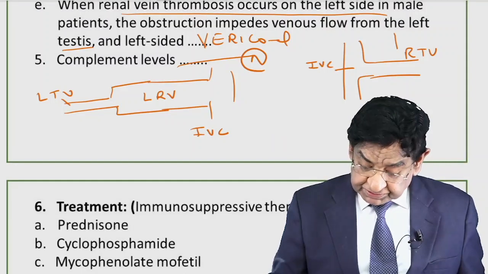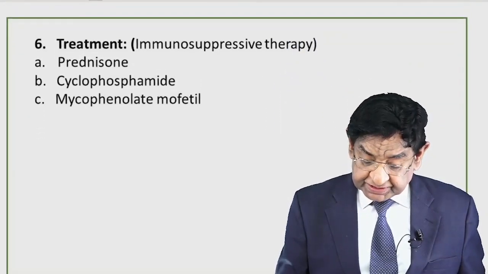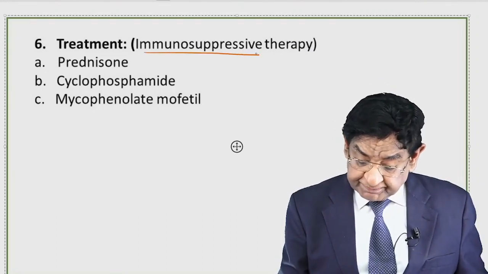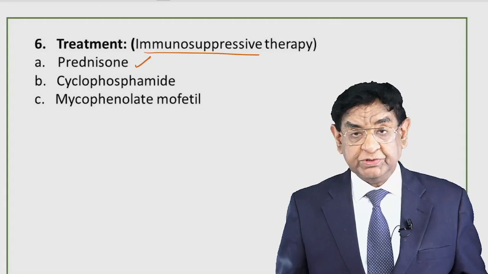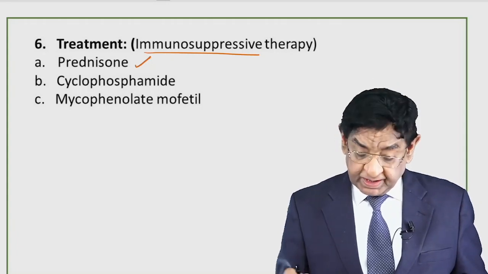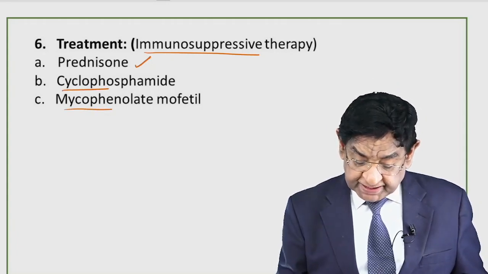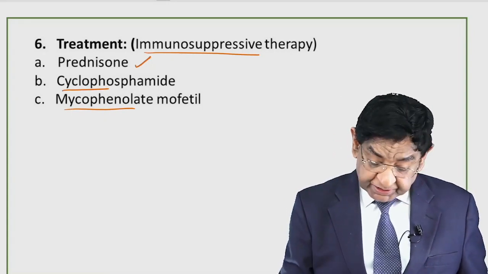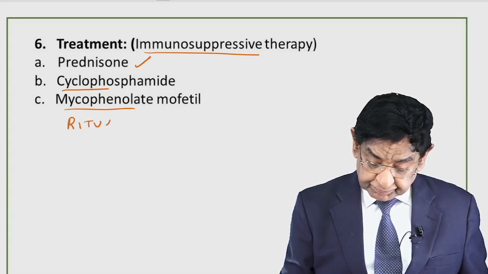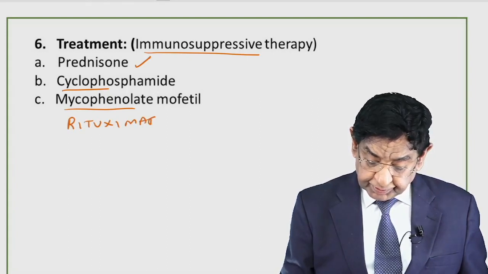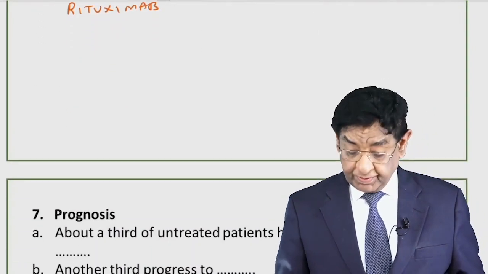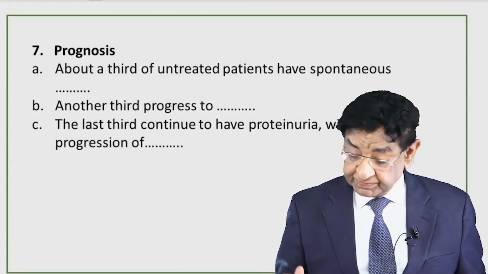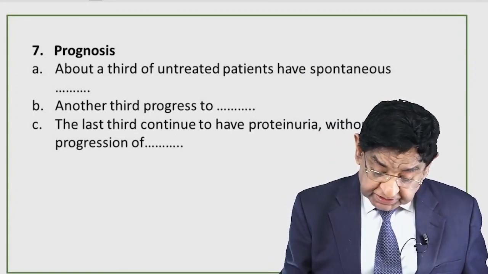I mentioned earlier how we treat this condition. It's an immune-mediated phenomenon, so we give immunosuppressive therapy. Prednisolone or corticosteroids are the mainstay of treatment. Otherwise, we can add cyclophosphamide or mycophenolate also. And in some cases, we may even add rituximab. Prognosis: about a third of untreated cases have spontaneous resolution.